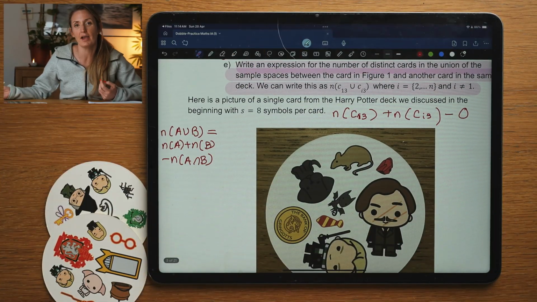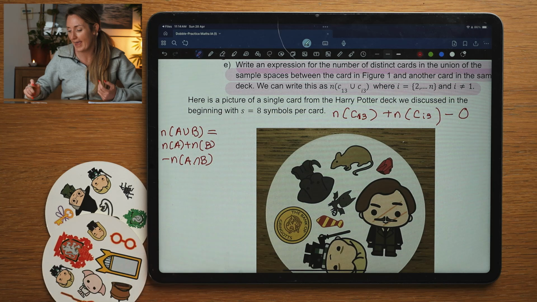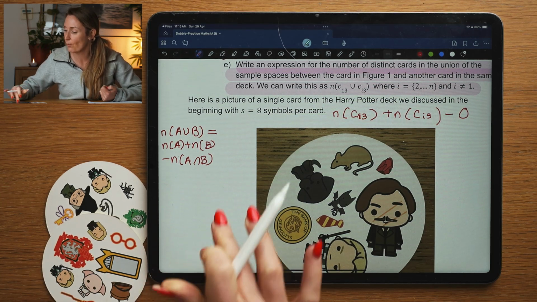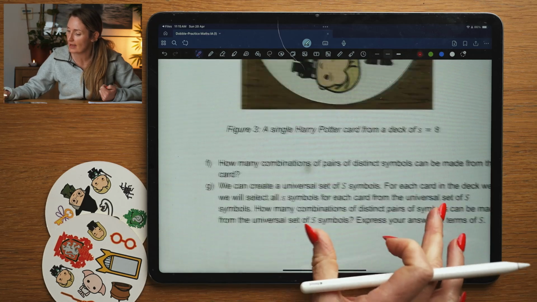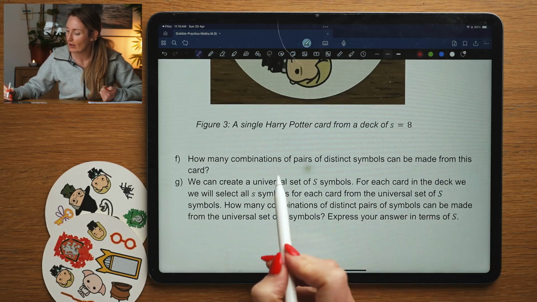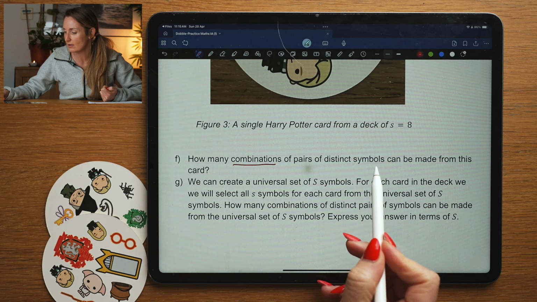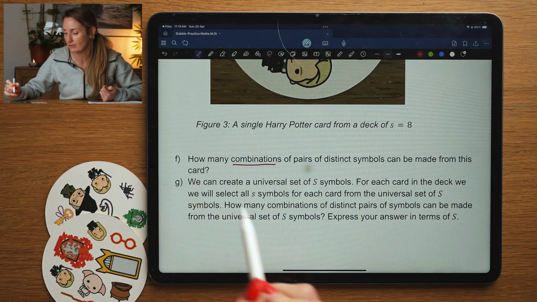An important part in any Maths IA or Paper 3 question is to then be able to extrapolate your knowledge. So we've worked out what the pattern is for 3 symbols, and now we're going to go back to our Harry Potter deck and apply that knowledge to a card that has 8 symbols for every 1 card. So the first question asks us, how many combinations of distinct symbols can be made from this card?